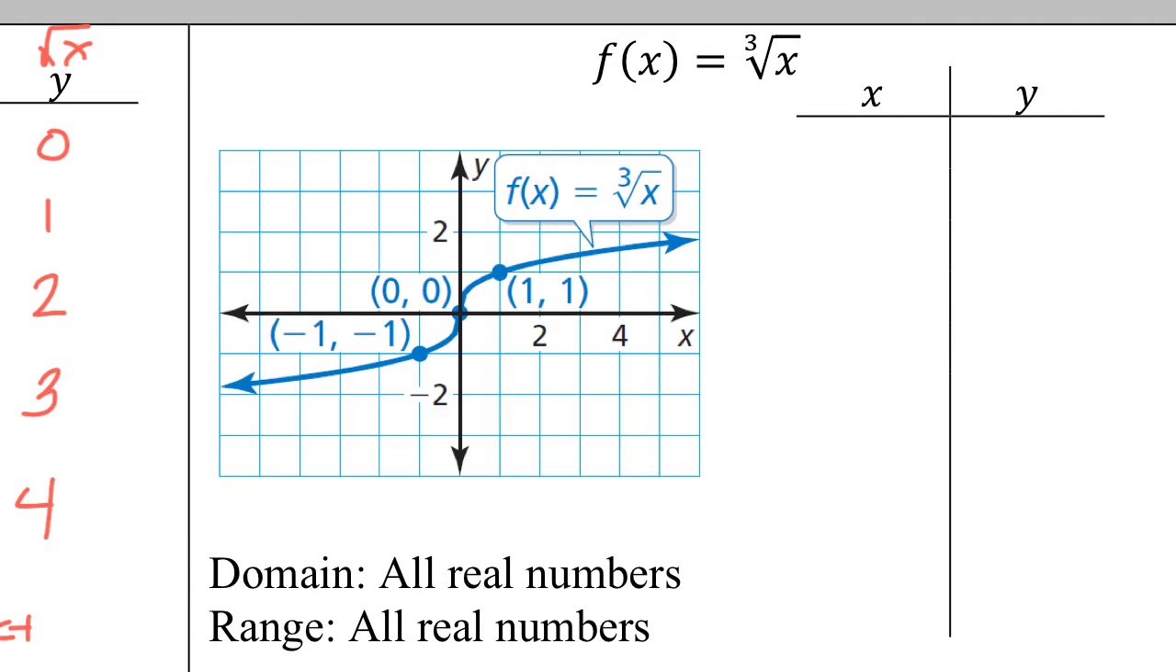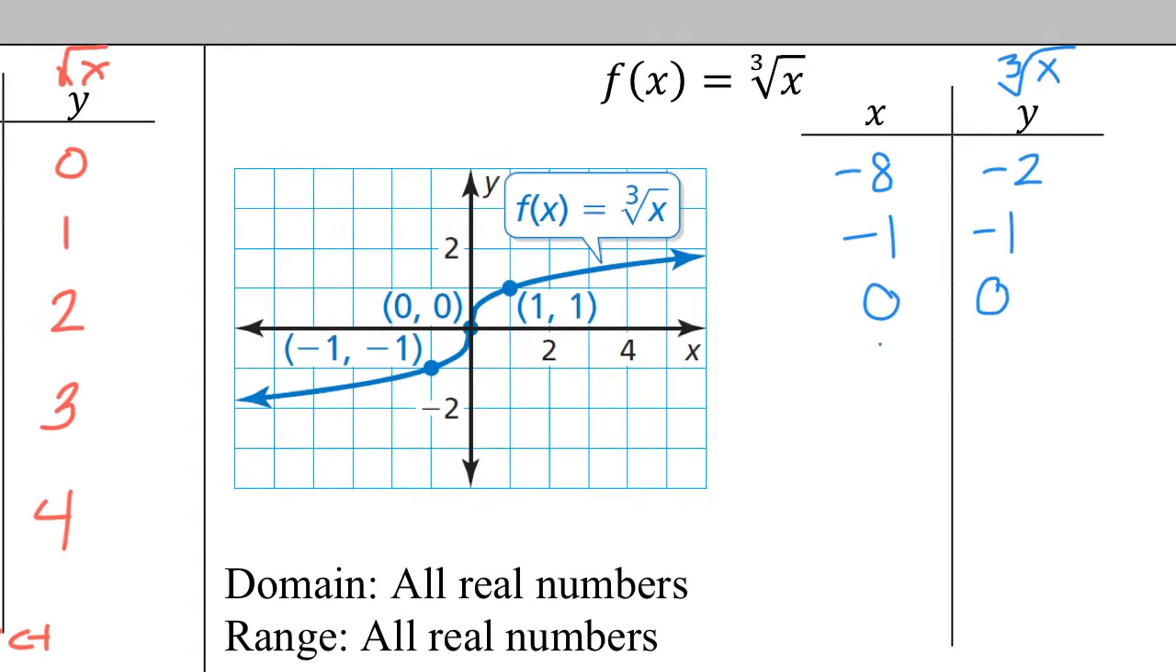But again, just like on the square root, we wanted to stick with perfect squares. So for here, we want to stick with perfect cubes. So the first negative perfect cube is actually negative 8. To get your y value, you're going to take the cube root of x. Well, the cube root of negative 8 is a negative 2. The next perfect cube is a negative 1. So the cube root of negative 1 is negative 1. 0 is a perfect cube, so that's going to be a 0.